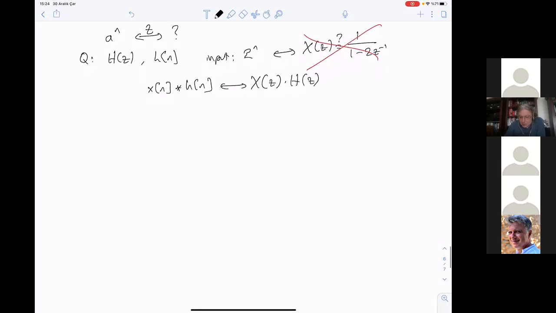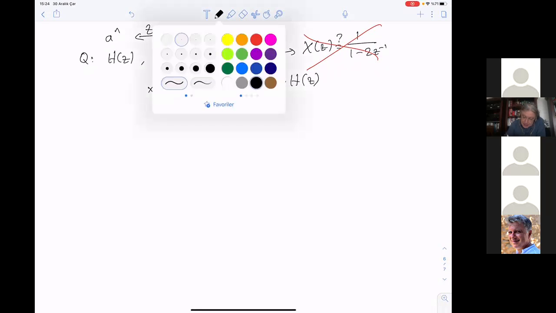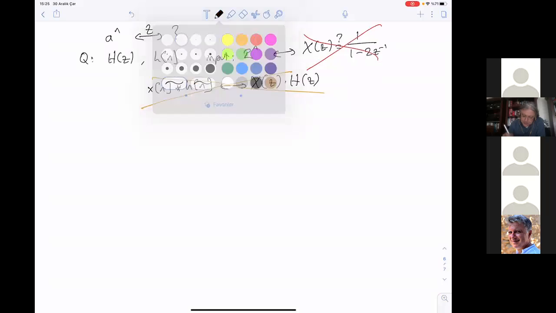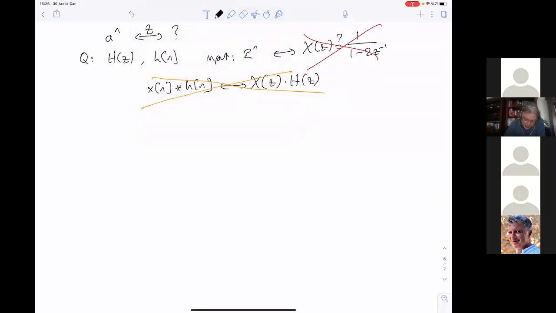But if the input is 2 to the n, you don't really try to convolve 2 to the n with h of n, or try to take the z transform of 2 to the n and multiply it with h of z. Although that is correct, this thing becomes invalid. You invalidate this. Instead, you do the following.